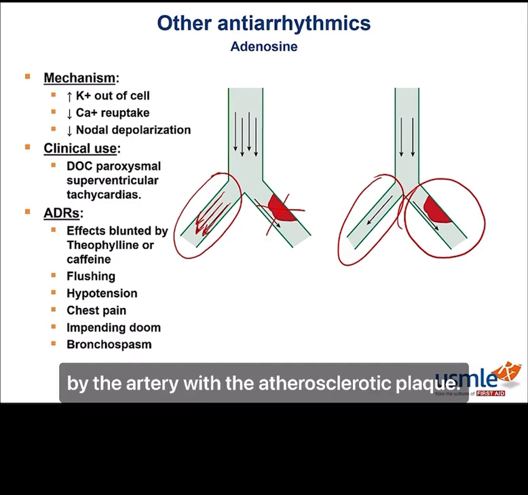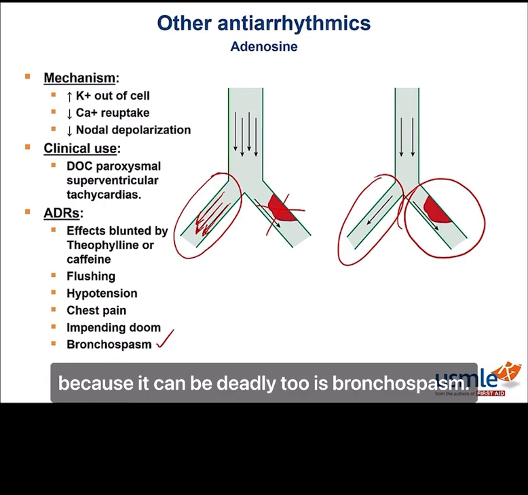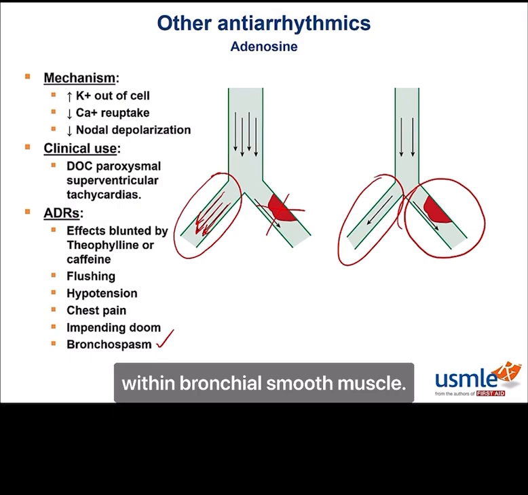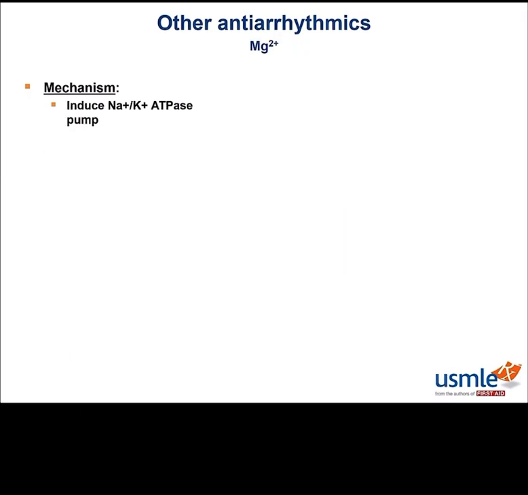Another high-yield side effect, because it can be deadly too, is bronchospasm. Adenosine can trigger mast cell degranulation within bronchial smooth muscle. This can be very dangerous if it induces smooth muscle contraction.